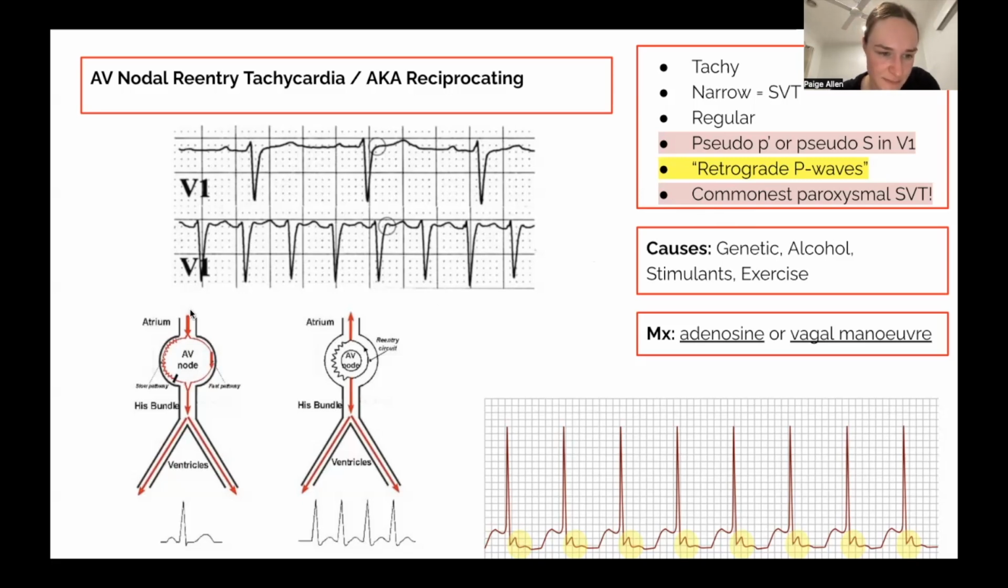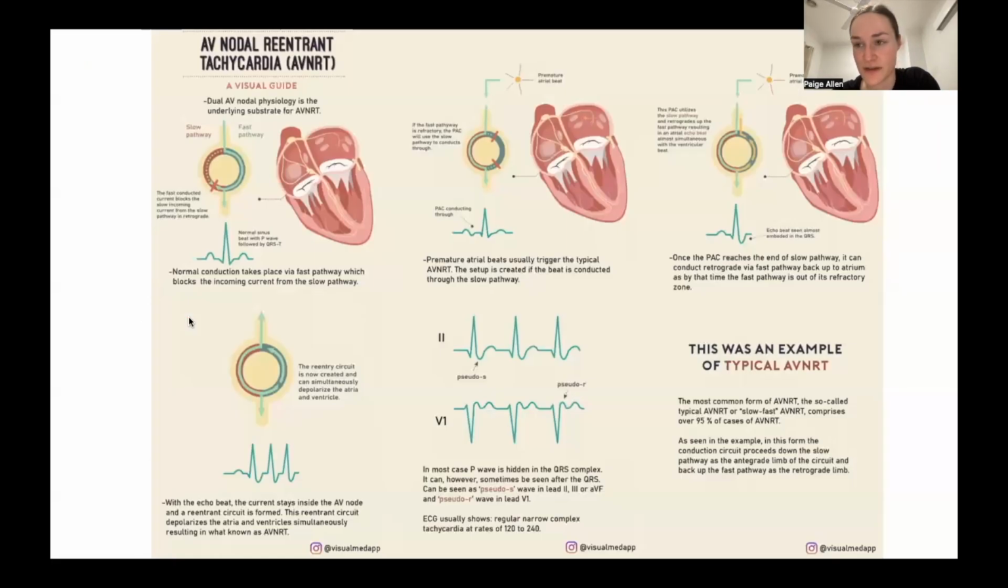The way that it works, I have a better diagram on the next slide if you want to take time to go through it, by the way. Reading through this was helpful.